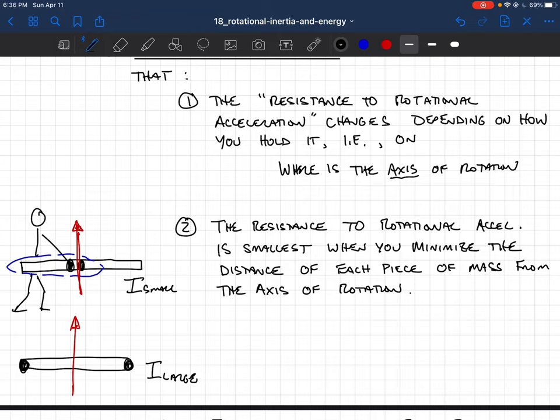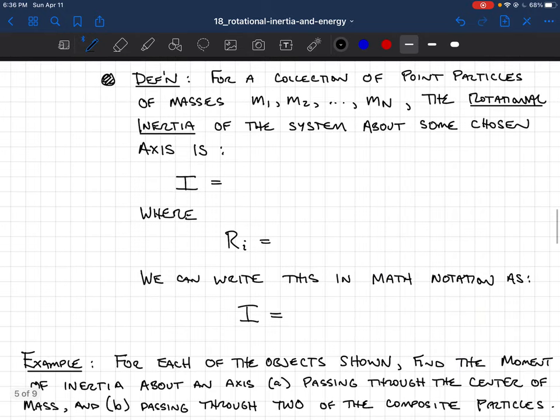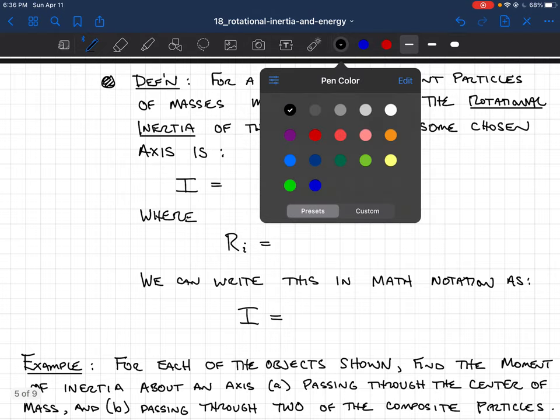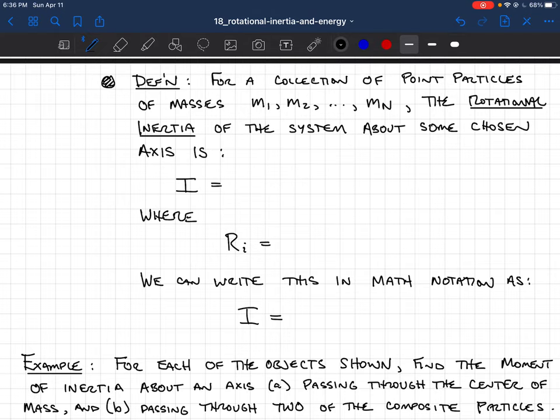The first is that I depends on the axis that you choose. The same object with the same mass can have different values of rotational inertia depending on where the axis sits. And the second statement is that, in some sense, the distribution of the mass away from the axis is what determines the value of the rotational inertia, what determines the resistance to rotation. So let's write down the specific, precise definition.